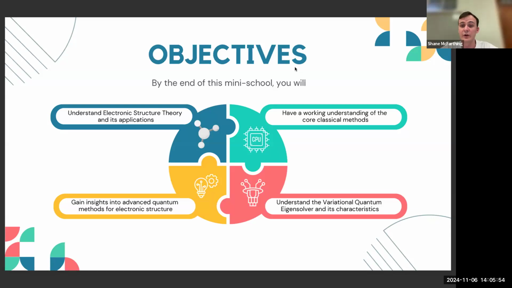Then in the third lecture, you're going to have an understanding of the variational quantum eigensolver algorithm and its characteristics, as well as how it'll be set up on the quantum device. So we'll go from the setup of the problem on the quantum device, as mapping to the qubits, and then how we use the hybrid algorithm to try to find the solutions to this.